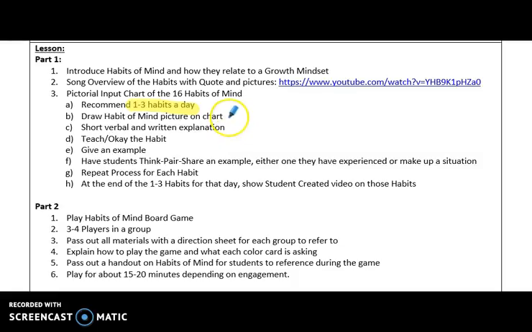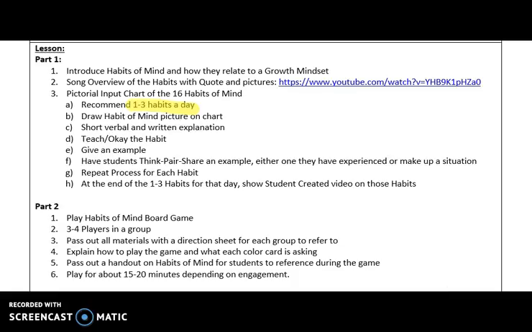For each of the habits of mind, you kind of follow this pattern of how to do it on chart paper, pictorial input charts. You're going to be drawing that habit of mind. You're going to give a short verbal and written explanation. Students are going to review and teach about the habit, and then they will give an example, or you will give an example, and then you repeat the process for each habit.